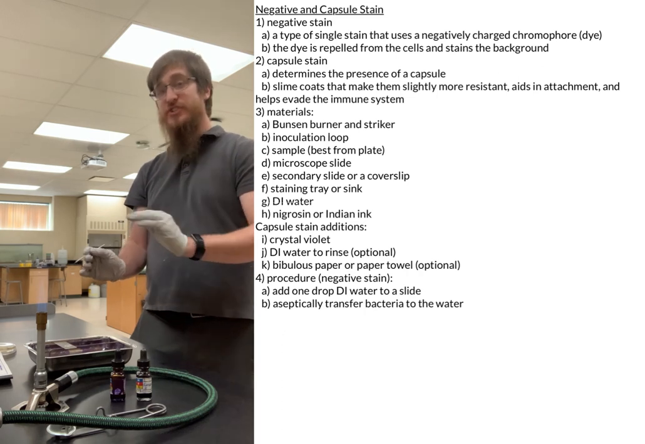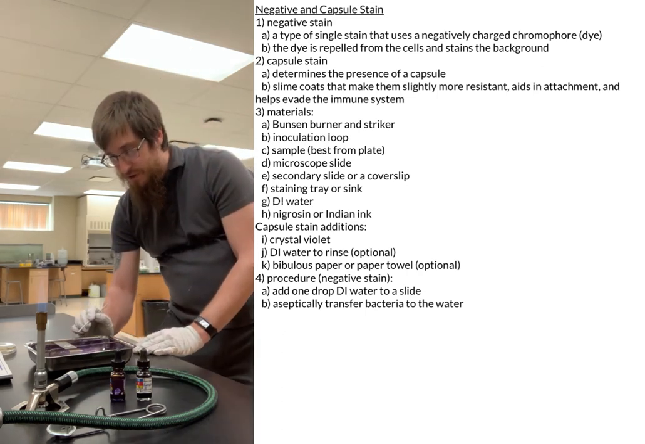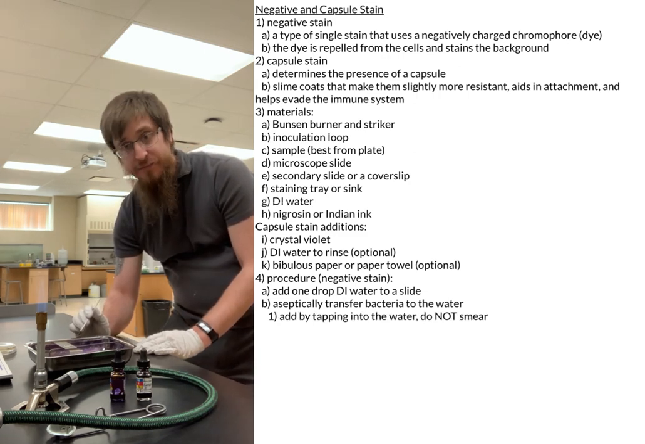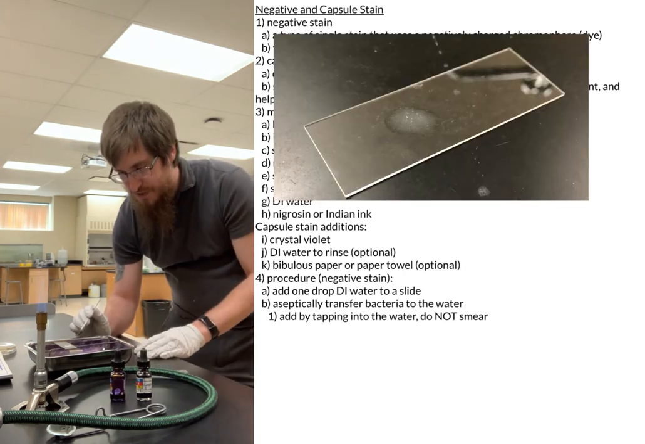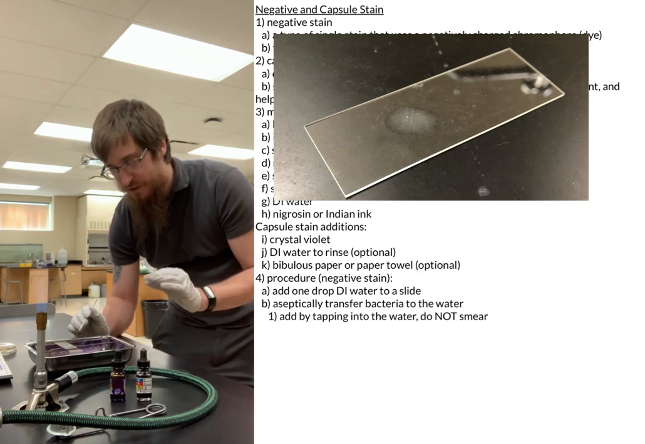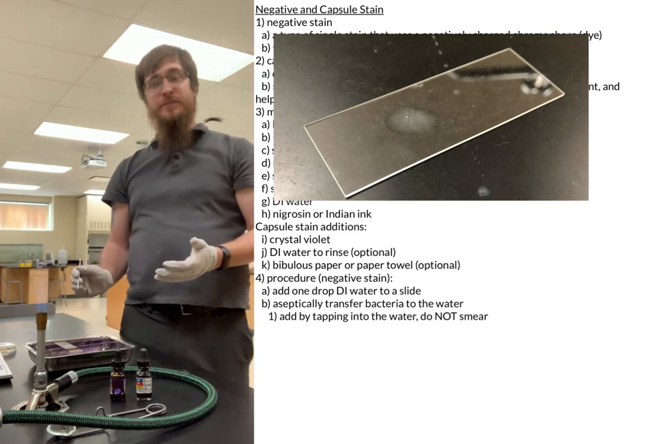Now what I'm going to do is add my bacteria to the water. I don't want to smear it. I just want to add it to the water. So I'm just going to tap it into the water nice and gently. By doing that, hopefully it should turn this kind of milky white, just like in this picture here. We're looking again for that cloudy, milky look.